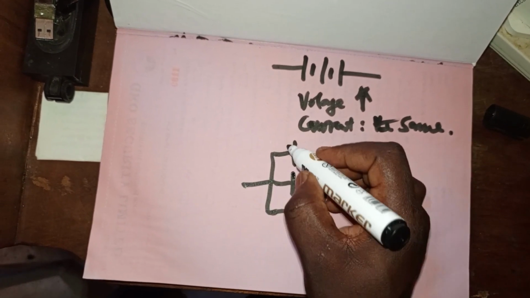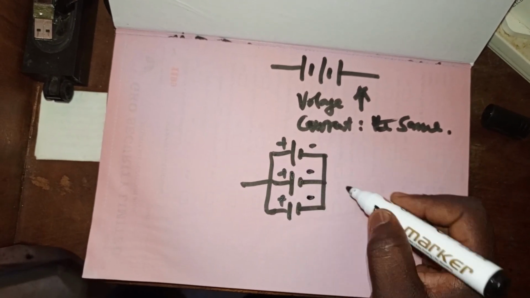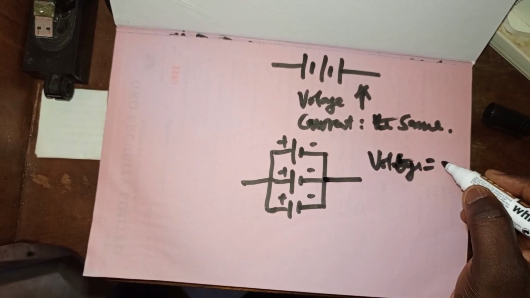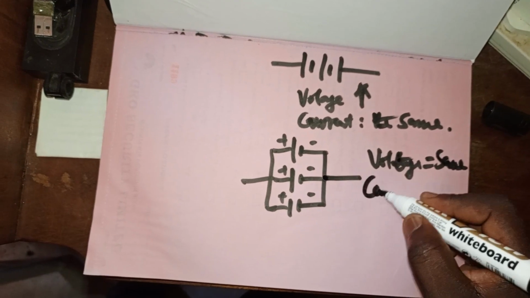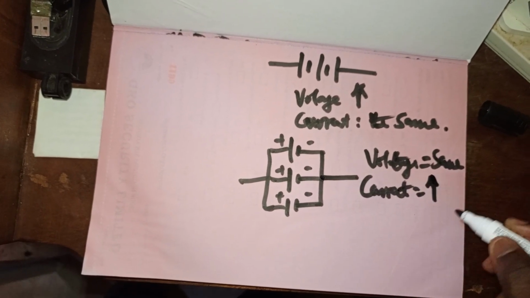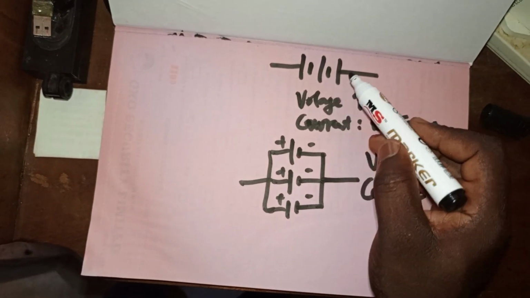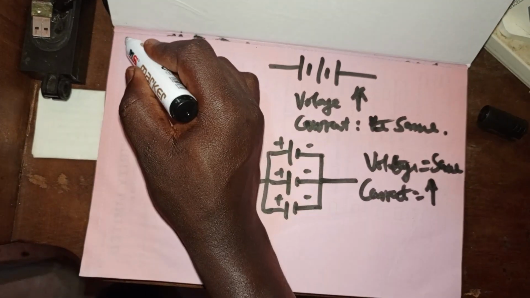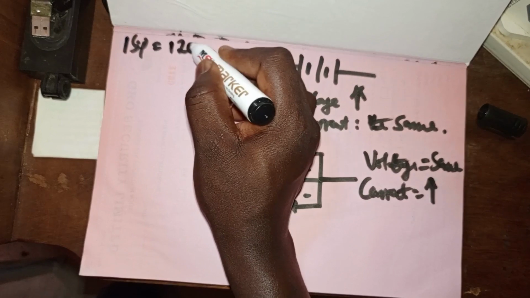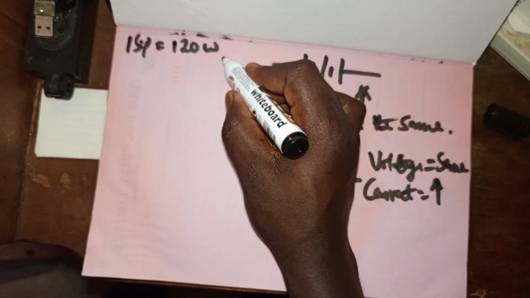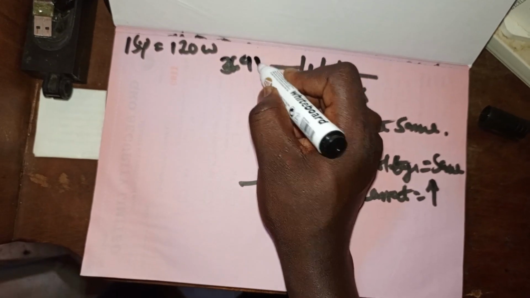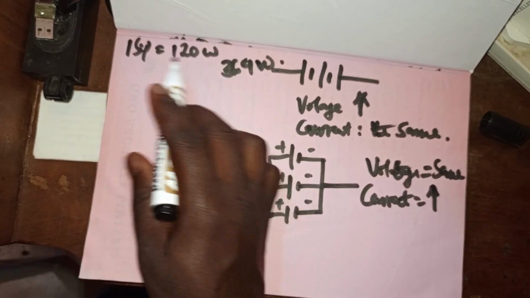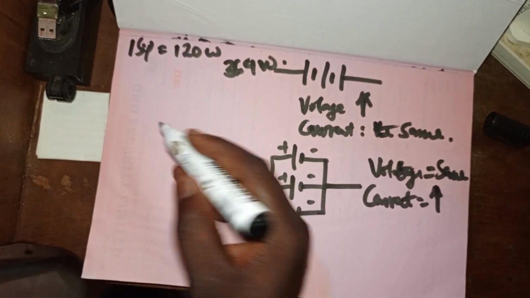a parallel connection means positive all together and negative all together. Here, the voltage will remain the same, but the current will increase. Okay, so the same format of connecting batteries is the same format we are going to use to connect the solar panels. Remember, one solar panel equals 120 watts, but we want to get 369 watts. So what we are going to do here is to connect these three solar panels in parallel.